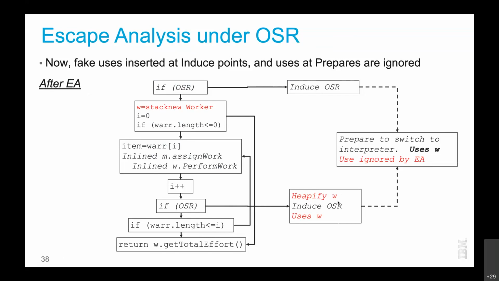So now, because next-gen HCR or OSR is enabled by default, these situations that were causing problems for escape analysis have been greatly improved, because now we no longer have the very pessimistic information that the prepare blocks were providing. Instead, we're able to use more refined information on the induce blocks and catch more, or stack allocate more, cases where next-gen HCR, OSR were applied.